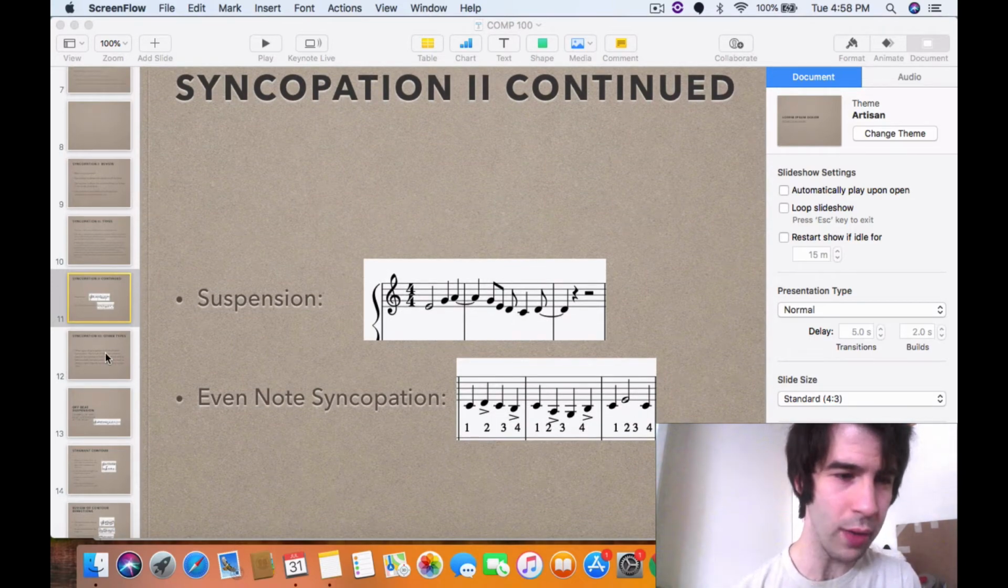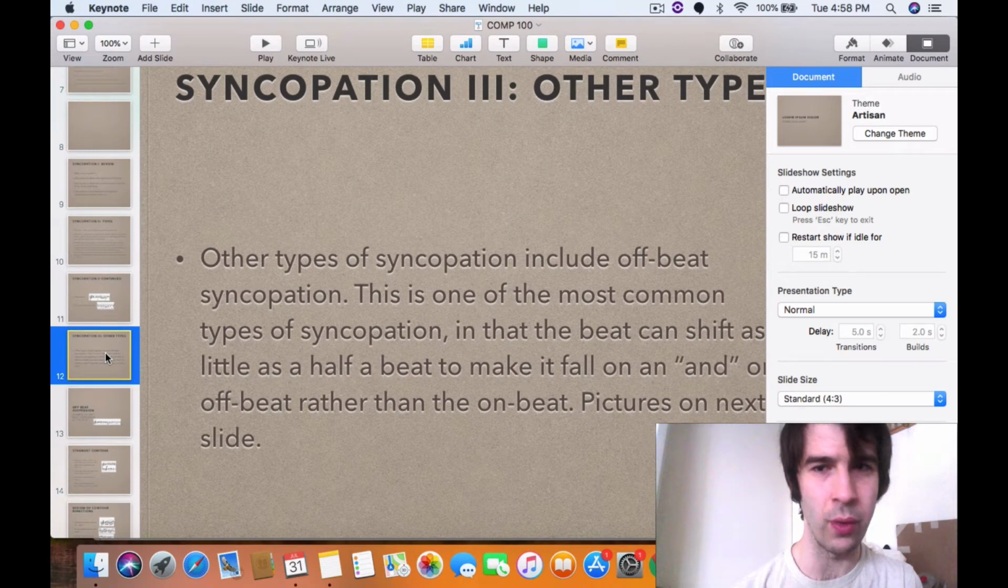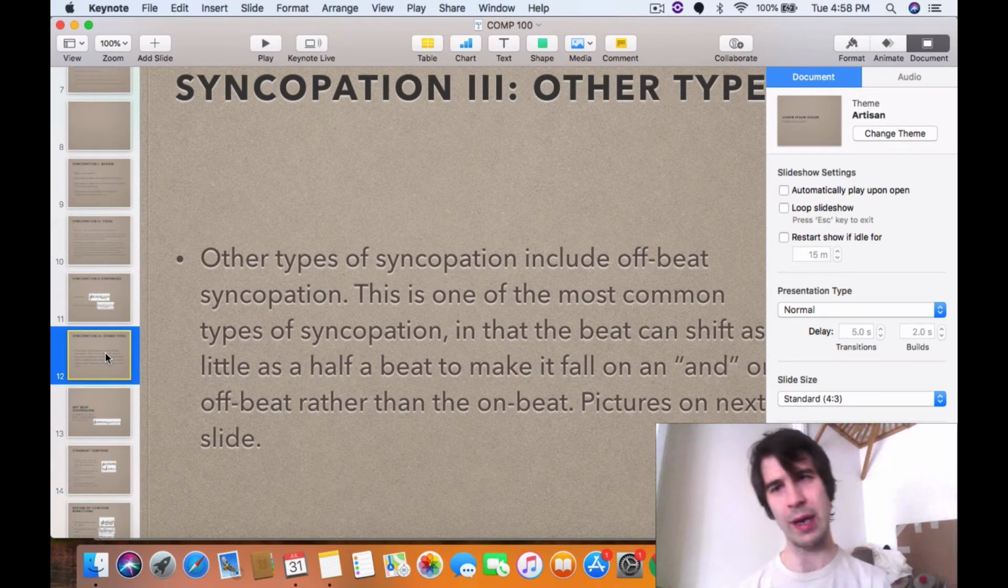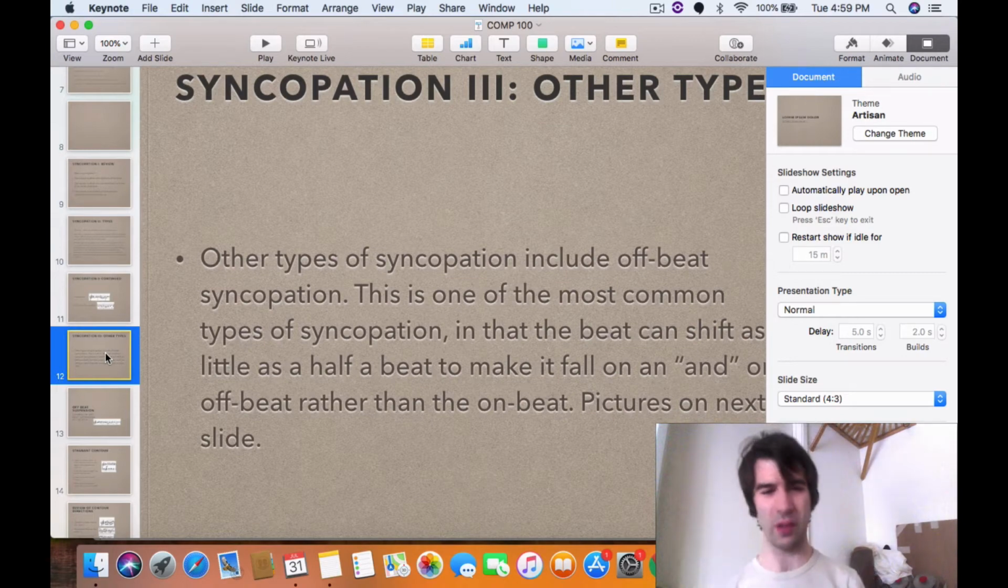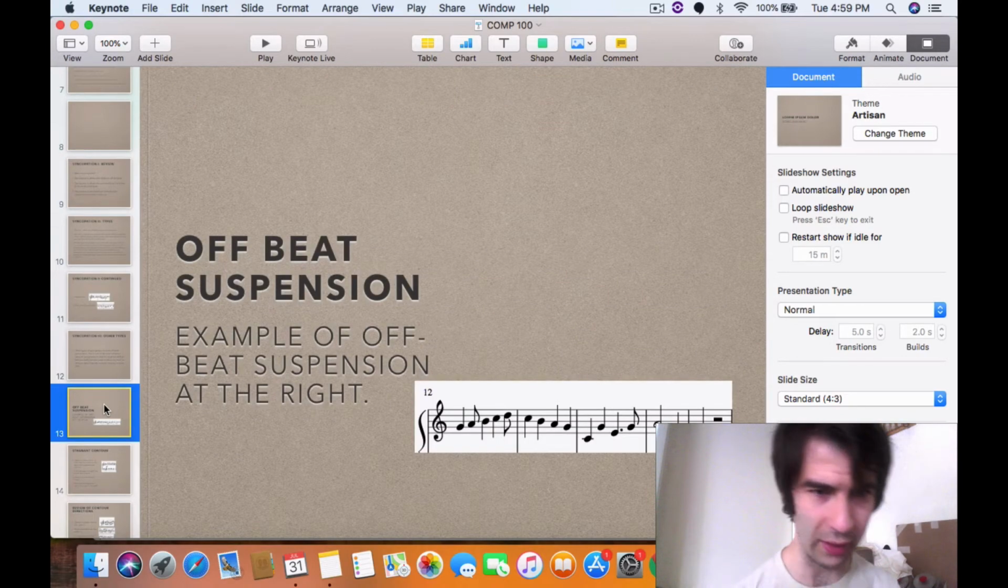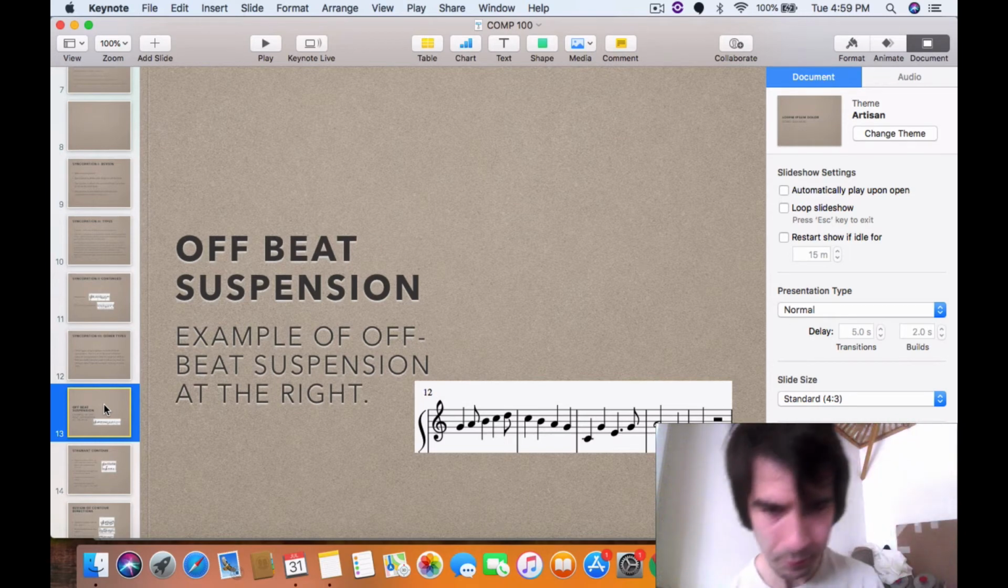That's the review, and now we're going on to syncopation number 3, other types of syncopation. These include offbeat syncopation. This is one of the most common types of syncopation, in that the beat can shift as little as a half a beat to make it fall on an and, or an offbeat, rather than the on beat. Pictures are on the next slide.